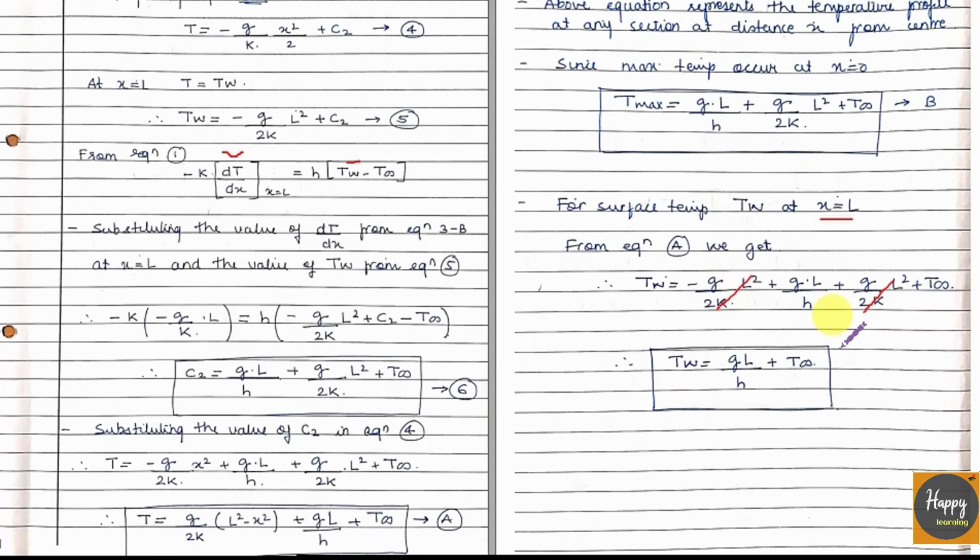So the steps are the same: Poisson's equation. Integrate the equation twice, you will get C1 and C2. Find the values of C1 and C2, substitute in the equation and you will get the temperature distribution equation. That's it.